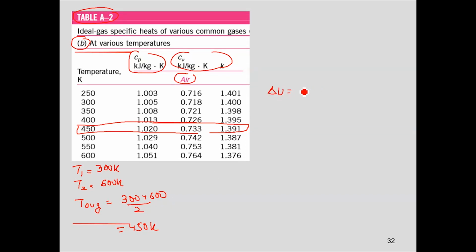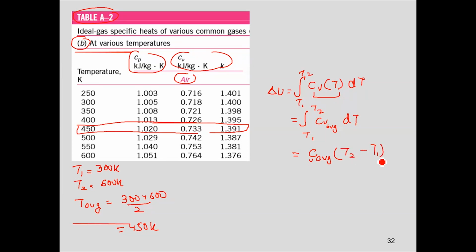delta U is essentially what? Delta U is the integral from T1 to T2 of Cv(T) dt. Now, if this is a constant value, I can have this relationship from T1 to T2 of Cv average dt, and Cv average could come out and be multiplied by T2 minus T1.